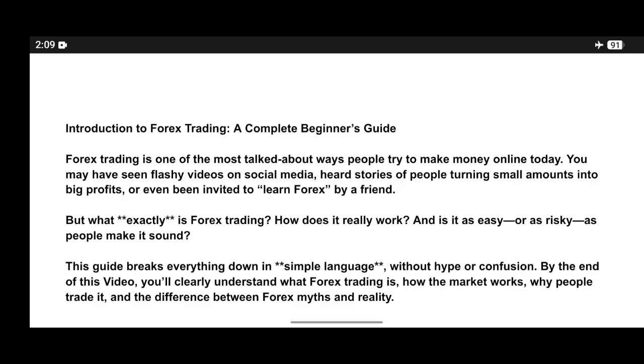Forex trading is one of the most talked about ways people try to make money online today. You may have seen flashy videos on social media, heard stories of people turning small accounts into big profits, or even being invited to learn forex by a friend. But what exactly is forex trading? How does it really work? And is it as easy or as risky as people may think it is?